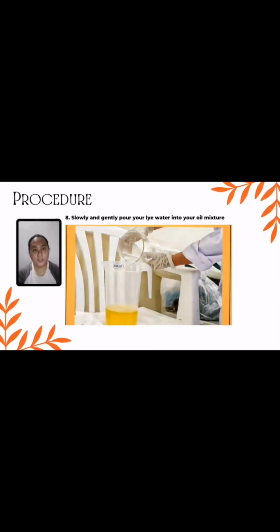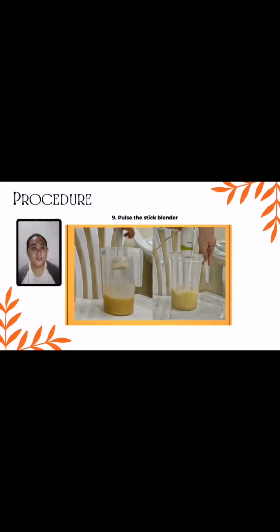Number 8, slowly and gently pour your lye water into your oil mixture. The lye, the NaOH that has dissolved, we slowly and gently pour into the oil mixture in the pitcher. Pulse the stick blender a few times and watch as the oils and the lye start to combine. Switch between short pulses and stirring with the blender until the mixture comes together to a light trace, where the liquid becomes thicker.